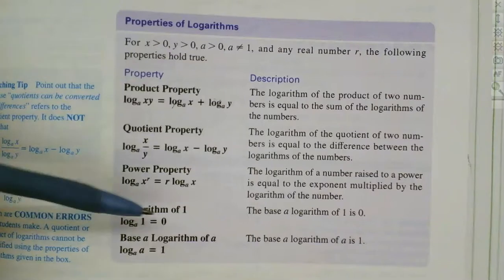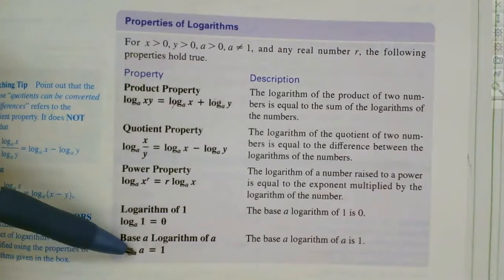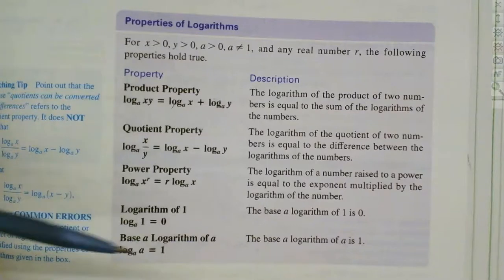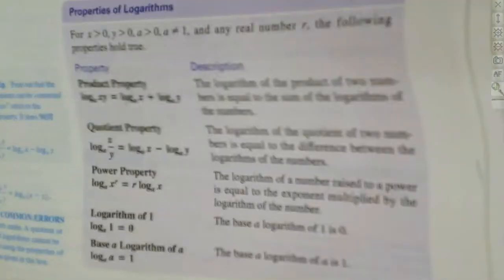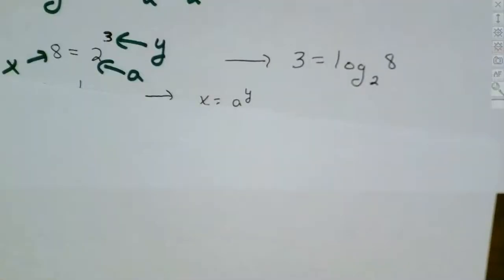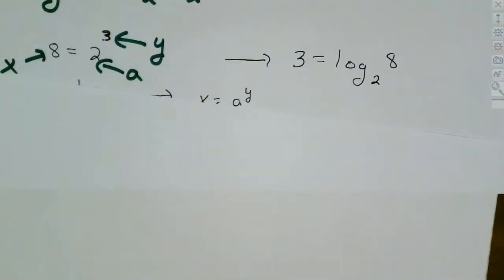Log of 1 is 0, and log of a, when the base is the same as the number inside, becomes 1. So these are the properties that we're going to be using to work through and simplify some logarithm equations. I'm going to pick a few of these from our textbook to look at, and we're going to be using our properties here to solve them and simplify them down.